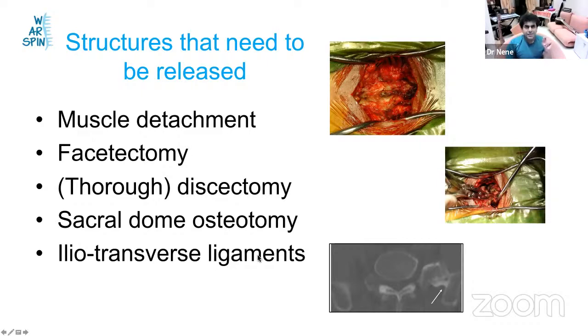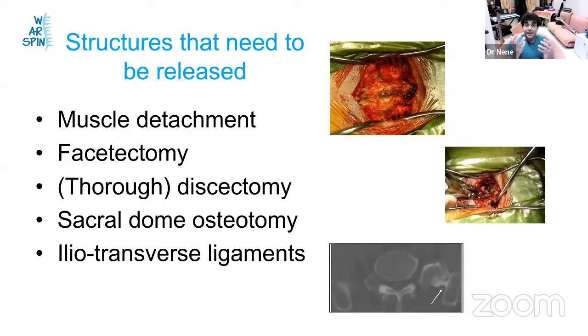But in some cases, very few cases, especially the ones that are chronic, you will find this kind. You see the CT scan on the right corner, some ossification where the iliotransverse ligament is actually ossified. And this is a no-go. You will have to release this. But there's a disclaimer here that most of these are not mobile on your dynamic x-rays. So why do we get away? Because we do dynamic x-rays and you normally find mobility.